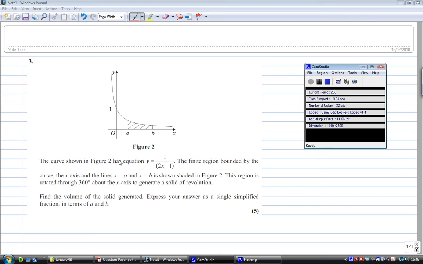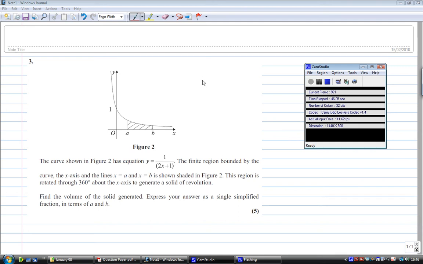The curve shown in figure 2 has equation y equals 1 all over 2x plus 1. The finite region bound by the curve, the x-axis and the lines x equals a, x equals b, is shown in figure 2. This region is rotated through 360 degrees about the x-axis to generate a solid of revolution. Find the volume of the solid generated, and express your answer as a single simplified fraction. That's quite important to pick up, the full 5 marks on this.